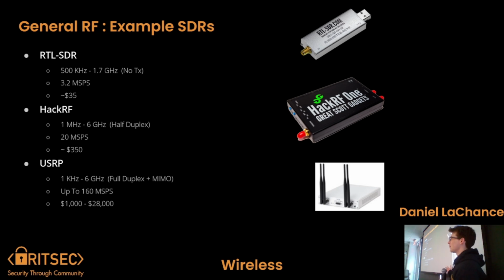And if you don't know what half duplex versus full duplex means, half duplex just means that you can transmit and receive, but you can't do both at the same time. Full duplex means that you can transmit and receive at the same time. A good example of an SDR with full duplex is the Pluto SDR, and it's only like $400, I think. So you can transmit and receive at the same time. The RTL SDR, you can only receive.